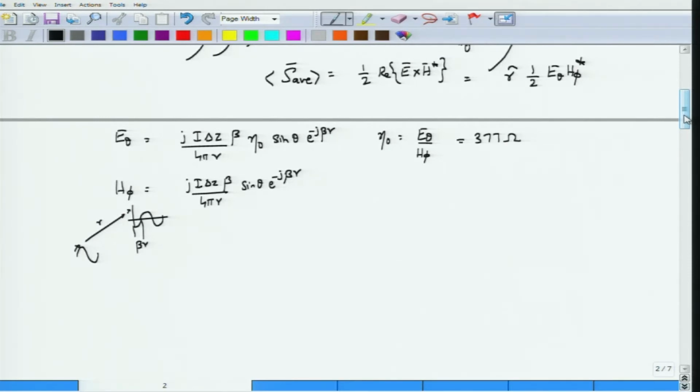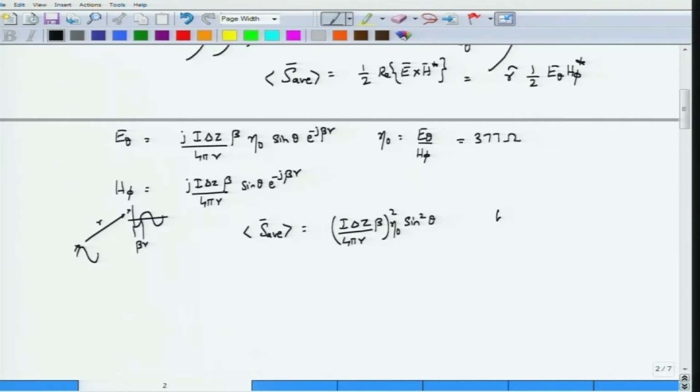So, where were we? We were discussing this average power density. The average power density will be along the r direction, and then I have E_θ H_φ complex conjugate, right. If I take H_φ complex conjugate, j becomes minus j, so minus j into j becomes plus 1. So, the power density that you get will be completely real, and it would be equal to (I Δz β / 4πr)² η₀ sin²θ, and e^(−jβr) becomes e^(+jβr) because of the complex conjugation, so that when you multiply by e^(−jβr) it vanishes. Okay. So, this is the power density that you are going to get. And how do you measure this power density?